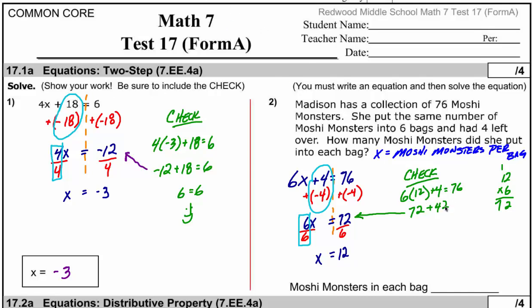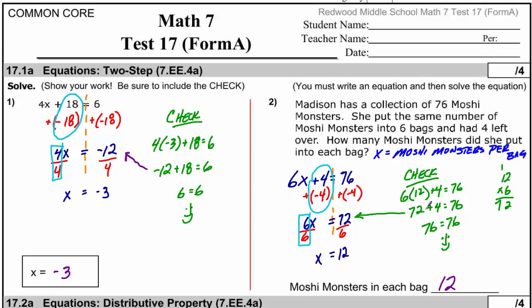All right, so then we're going to add the 4. I don't know why I wrote a 42 there. We're going to add the 4. And yes, 72 plus 4 equals 76.